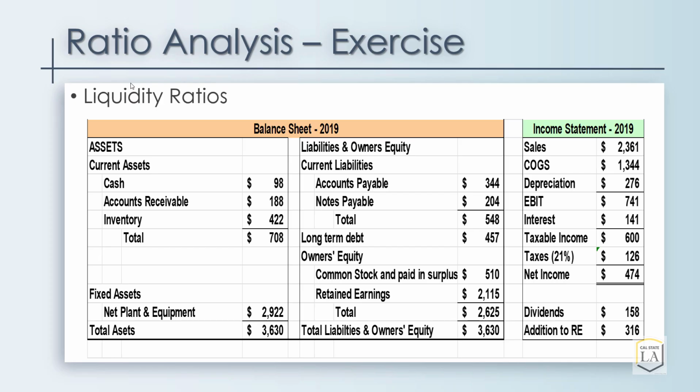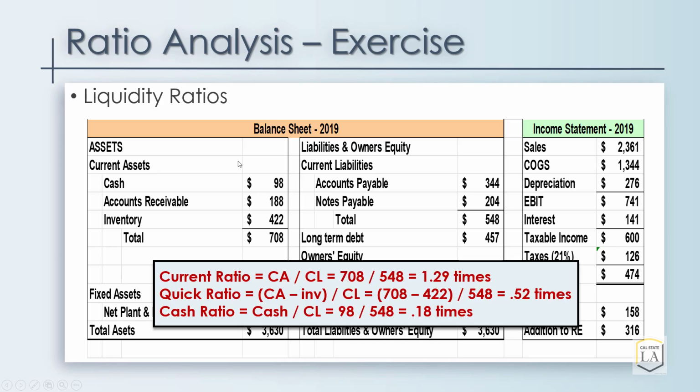If you wanted to compute the current ratio, quick ratio, and cash ratio, first you would need the current assets. So total of current assets right here. And then you'll divide that by the total amount of current liabilities. So 708 divided by 548 would give you the current ratio.